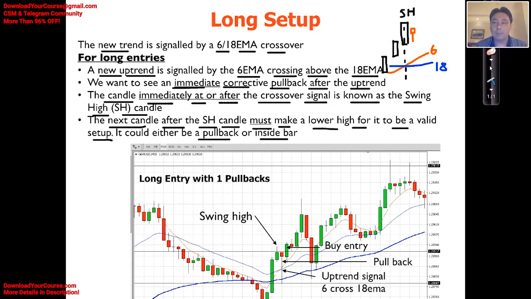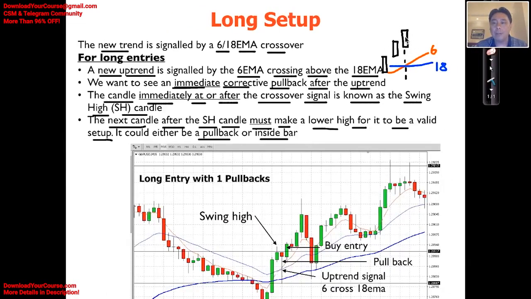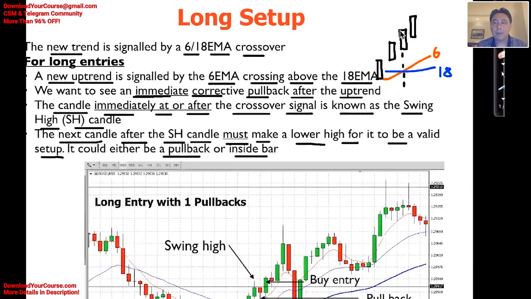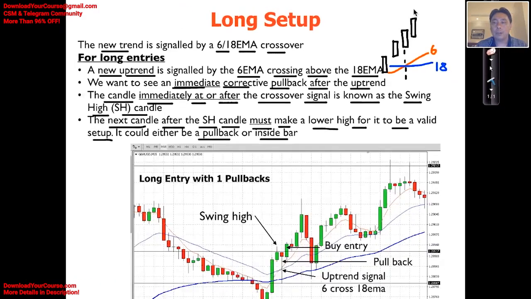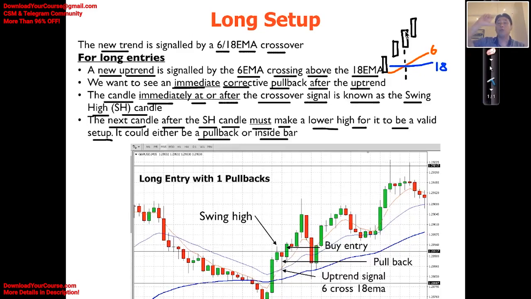Okay, so let me give you a few examples here. Let me just rub this away. Okay, good. So let's imagine in this case, the 6 crosses above the 18, and then we have this candle over here. So you may think, hey, that's a swing high candle, because it appears right at the cross. Now, what happens if after this candle, we have another candle that goes up? This candle now becomes the swing high candle, because it's making a higher high than the previous candle. So it's a new swing high.